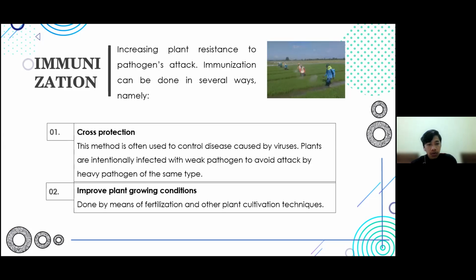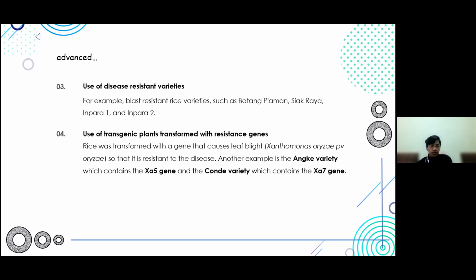2, improve plant growth conditions. Done by means of fertilization and other plant cultivation techniques. 3. Use of disease-resistant varieties. For example, blast-resistant rice varieties such as Batang Piaman, Siak Raya, Inpara 1, and Inpara 2. 4. Use of transgenic plants transformed with resistance genes.